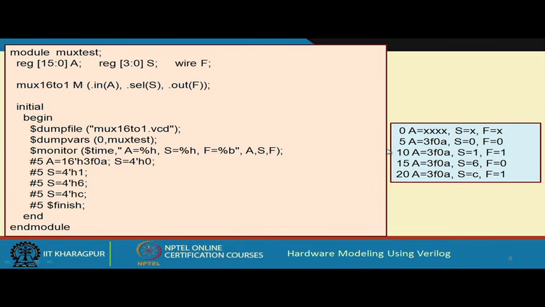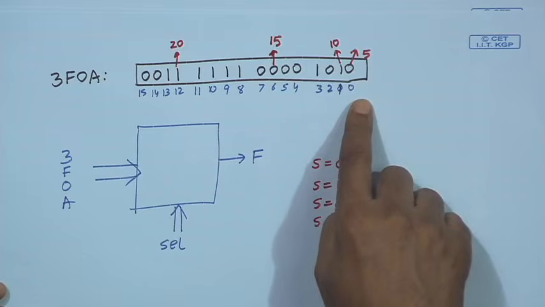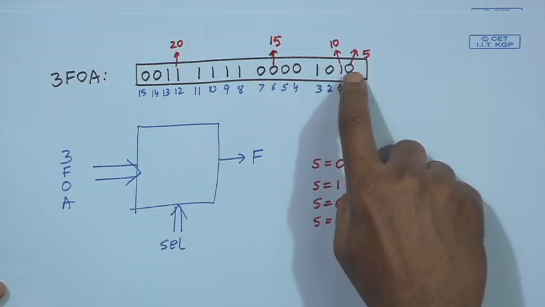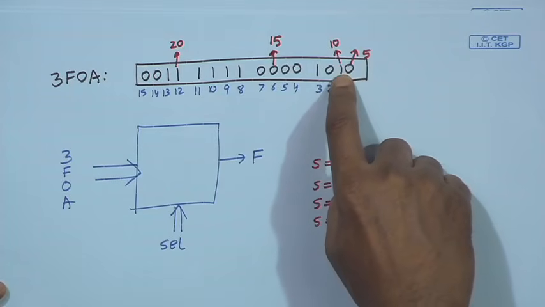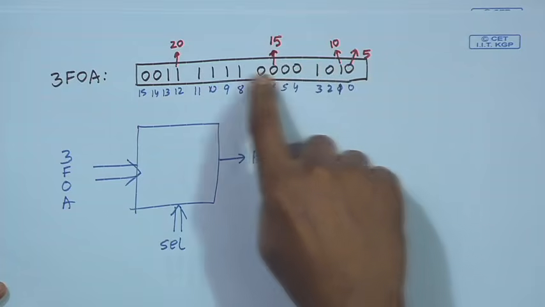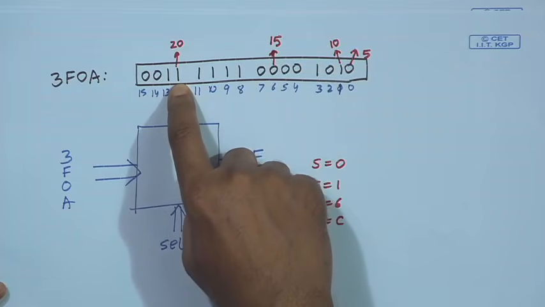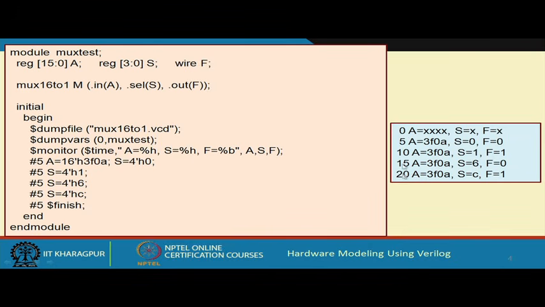See exactly what I have shown here, the same thing is happening. At time 5, 0 is coming; at time 10, 1 is coming; at time 15, 0 is coming; at time 20, 1 is coming. You see, the first value that is printed in the monitor is time. At value 5 output is 0, 10 output is 1, 15 output is 0, 20 output is 1. I have also printed the values of A and S for your reference.